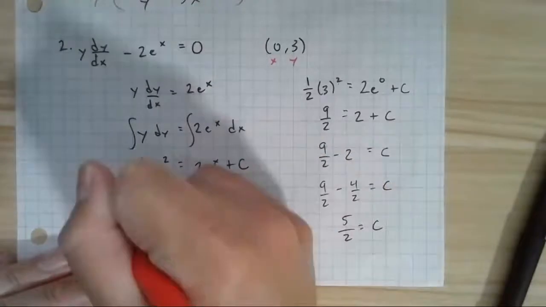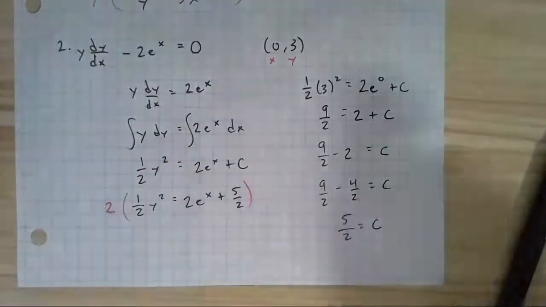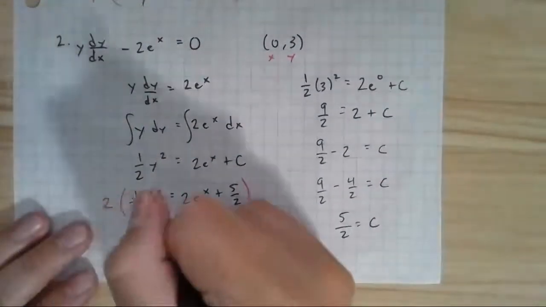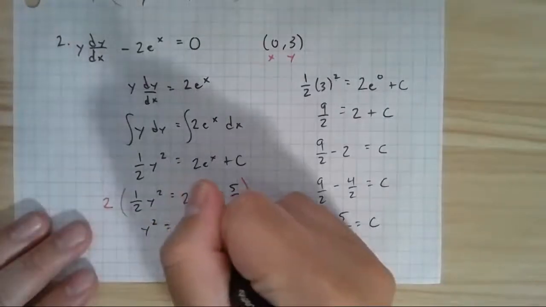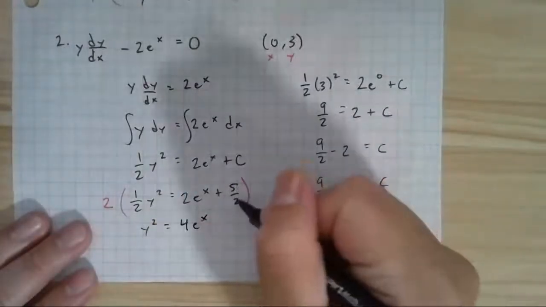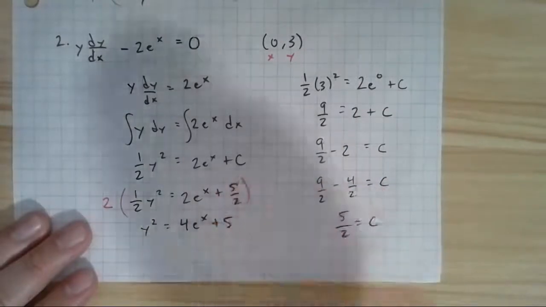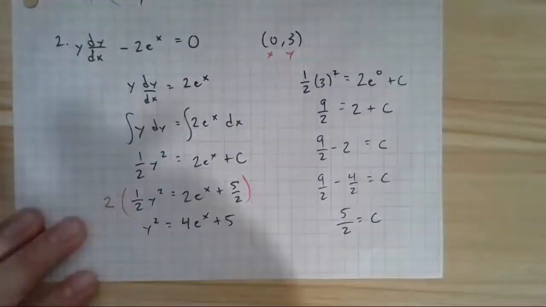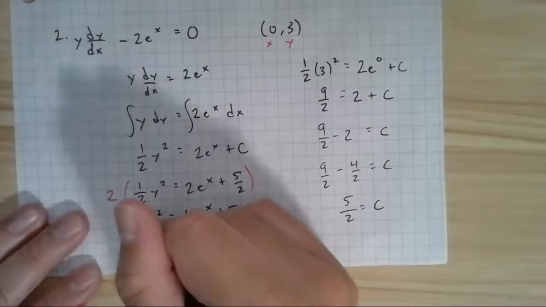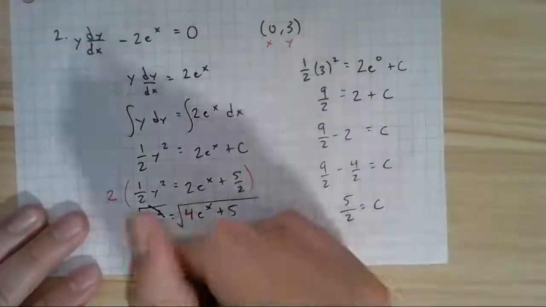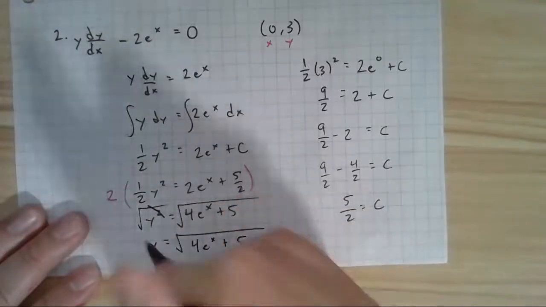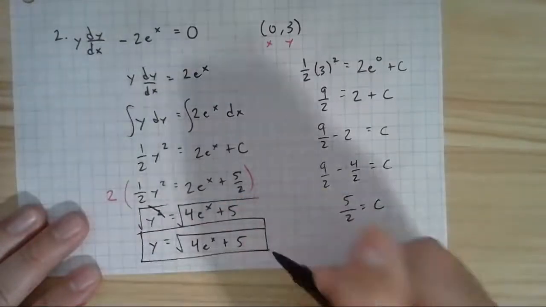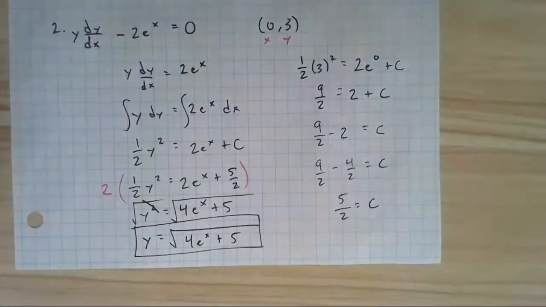By isolating this y, I would multiply everything by 2. The 2's will cancel. I get y squared is equal to 4 e to the x, and then 5 over 2, the 2's will cancel, so I get 5. And so then finally, take the square root to cancel out that square, and I'll get y is equal to the square root of 4 e to the x plus 5. Okay, that would be my answer.